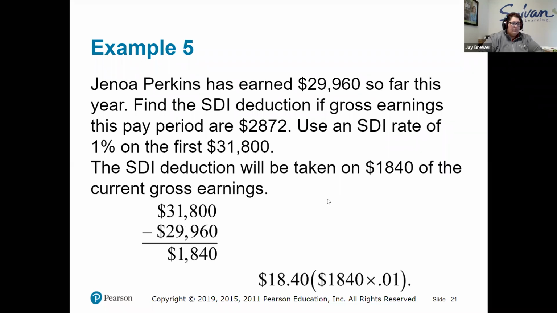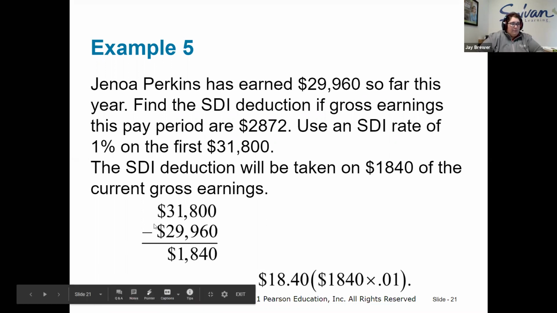All right. Example 2 is a little bit different. Ms. Perkins has earned $29,960 so far this year. Find the SDI deduction if gross earnings this pay period are $2,872. Use the SDI rate of 1% on the first $31,800. The SDI deduction will be taken on the $1,840 of the current earnings. So they subtracted $29,960 from the $31,800 and they got the $1,840.